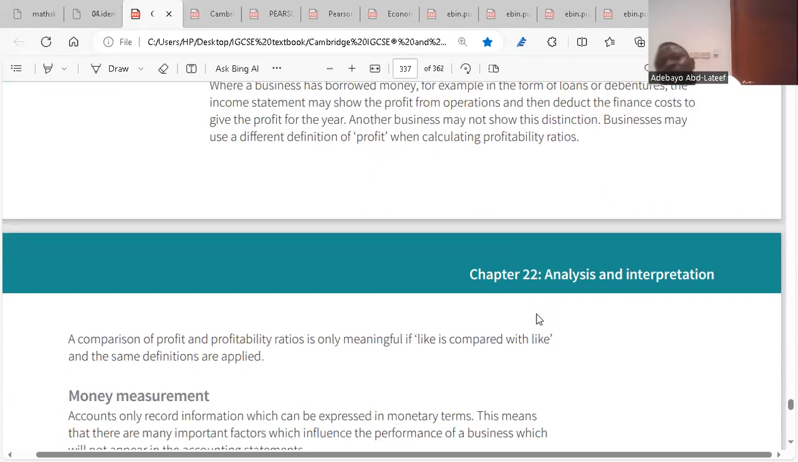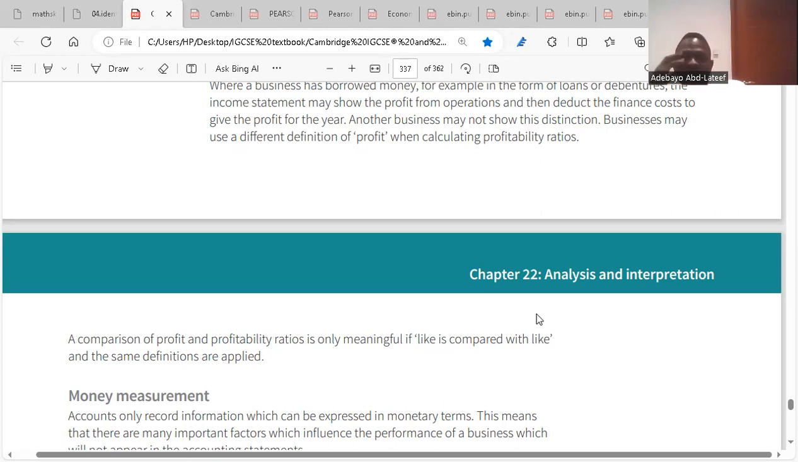What they are saying here is this: some businesses might think of their profit as profit after tax or profit after interest. Some might not even have profit after interest because they don't take a loan. You might be thinking about profit before interest, I might be thinking about profit after interest, and someone else might be thinking about profit without interest. So our definitions of profit are different, and because of that, our comparison of profit will be different.